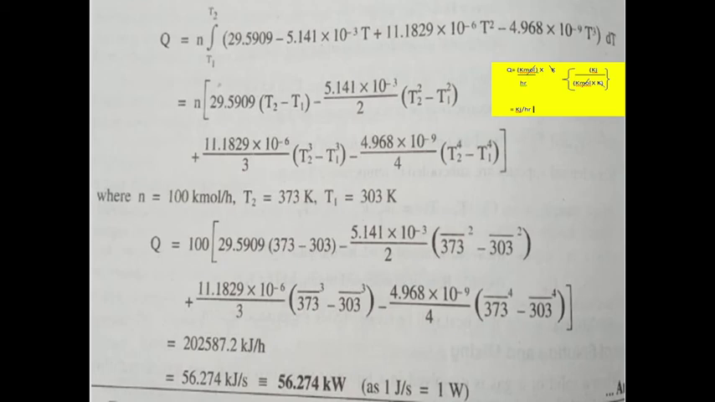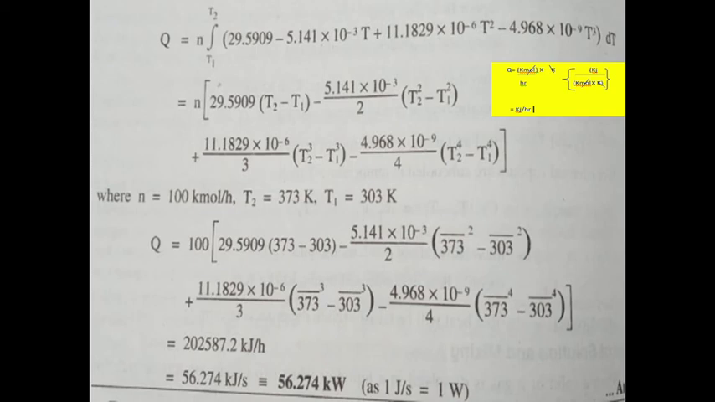Okay. Now we have the N value, 100 kilomole per hour. T1 and T2 values are also known. T1 is equal to 303 Kelvin. T2 is equal to 373 Kelvin. Students, keep in your mind, always take the lower value as T1 and the higher value as T2. So after substituting these values, finally we get capital Q is equal to 202587.2 kilojoule per hour. Are you clear or not?